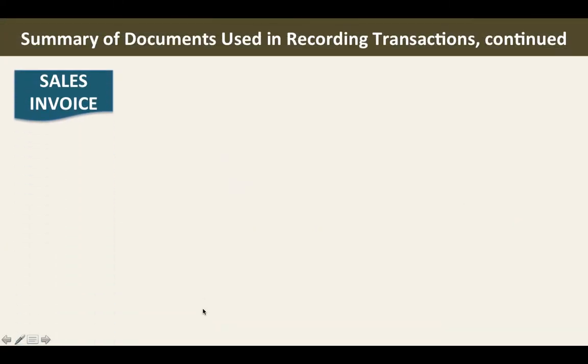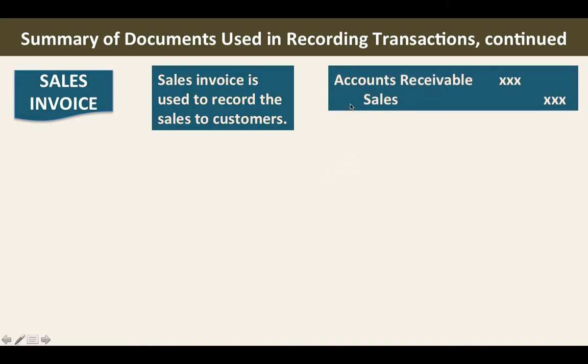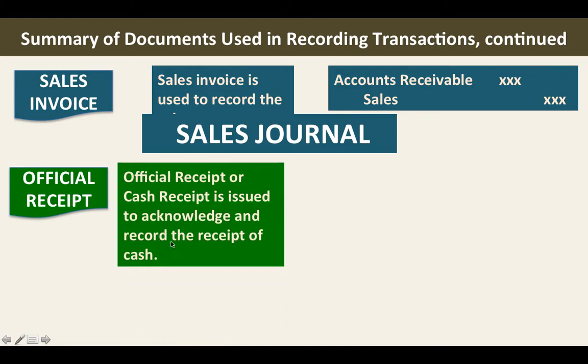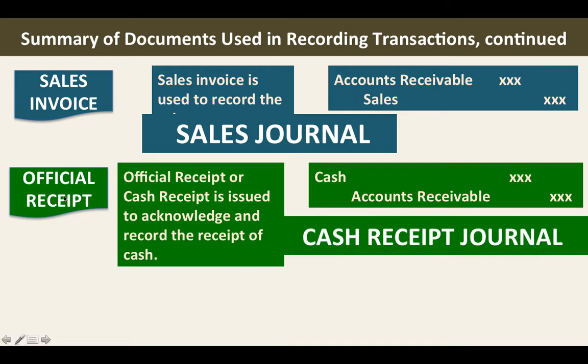Another document is the sales invoice, and the sales invoice is used to record the sales to customers on account. Because it's on account, the entry is debit accounts receivable and credit sales. And the sales invoice is recorded in the sales journal. The next document is the official receipt. Official receipt or cash receipt is issued to acknowledge and record the receipt of cash. And the entry will be debit cash and credit accounts receivable. And the official receipt is recorded in the cash receipt journal.